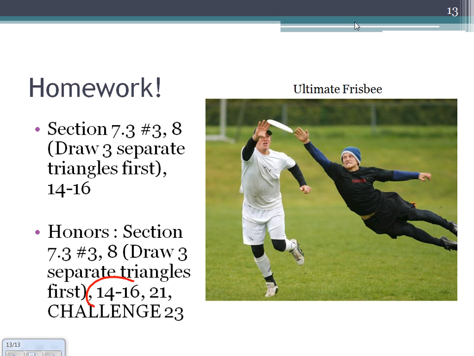No different pictures today. Your homework is 14 to 16. You can try 21 if you want. You can do 14 through 16 and try 21. Right? 14, 16, 21. Do you want to see what the problems are? 14 through 16. Let me take a look and I'll let you know.